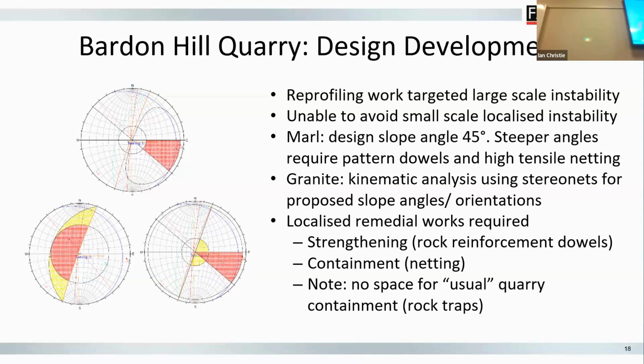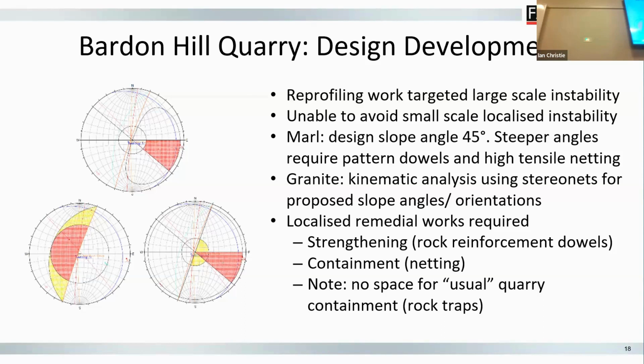Again, because of these constraints, a lot of the time we were actually having to get the slopes in at 70. So those steeper angled slopes needed a pattern of dowels and some high tensile netting, which is a type of containment, but there's also a little bit of a strengthening element to it as well, which is something that Henry will touch on.